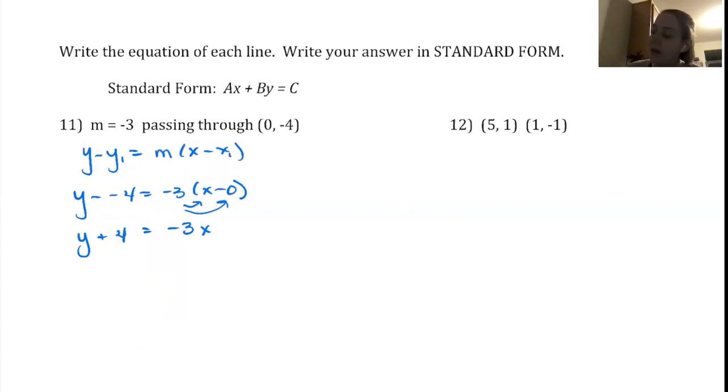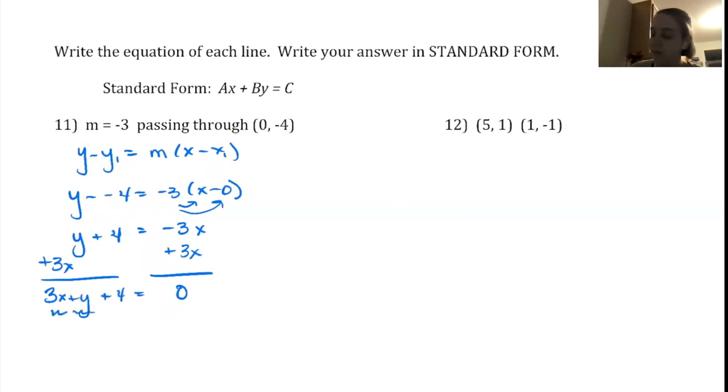So we want x and y on the left. So I have to add 3x to both sides. So 3x plus y plus 4 is equal to 0. So we're almost there. We have our x and our y. We got to move the 4. So I'm going to subtract 4 on both sides. So 3x plus y is equal to negative 4. And that's our solution.